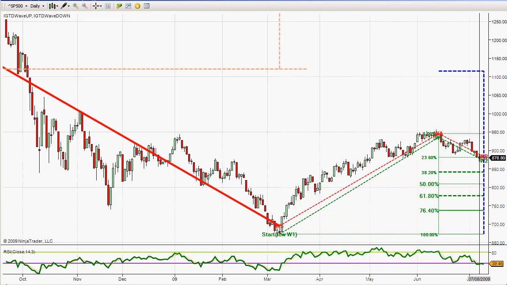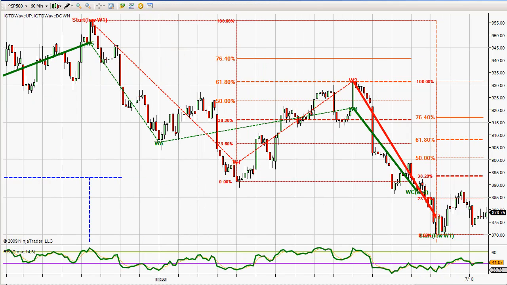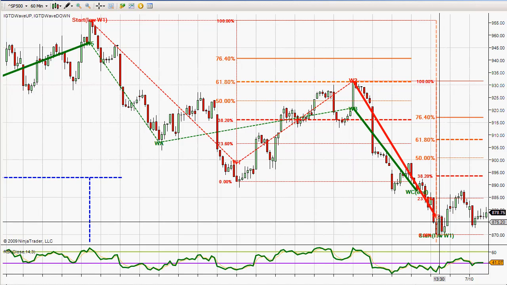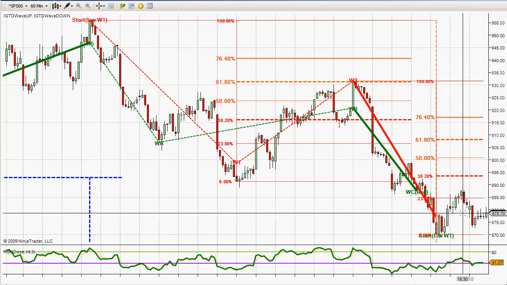Let's go to the hourly chart. Alright, we're looking at an hourly chart of S&P 500, and as I mentioned in my prior video today, we have what is called deep retracement on W2 wave. So it's reasonable to expect that W4 wave, which has not yet been defined, looks like it is in progress.